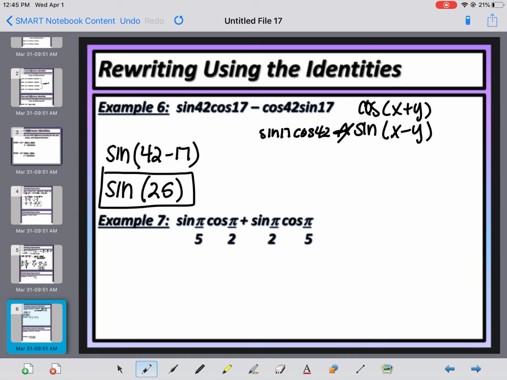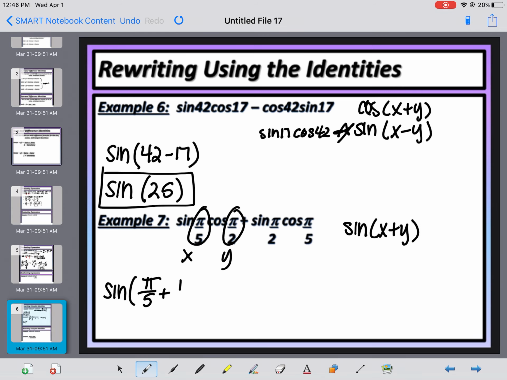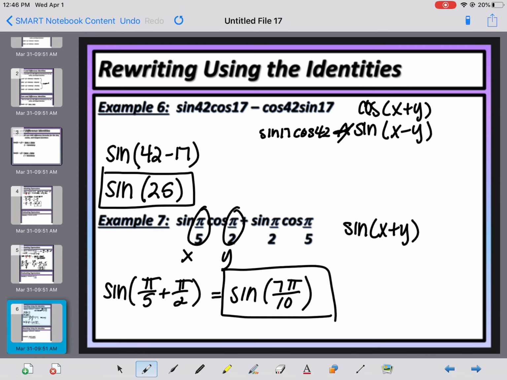Doing the same thing on the second example. Sine cosine again, and now there's a plus. This is sum of sine. If you compare it to the sum of sine identity, this equation matches, making your x pi over 5 and your y pi over 2. So we're going to condense, we're going to go backwards. I can actually add those together. We get sine of 7 pi over 10.